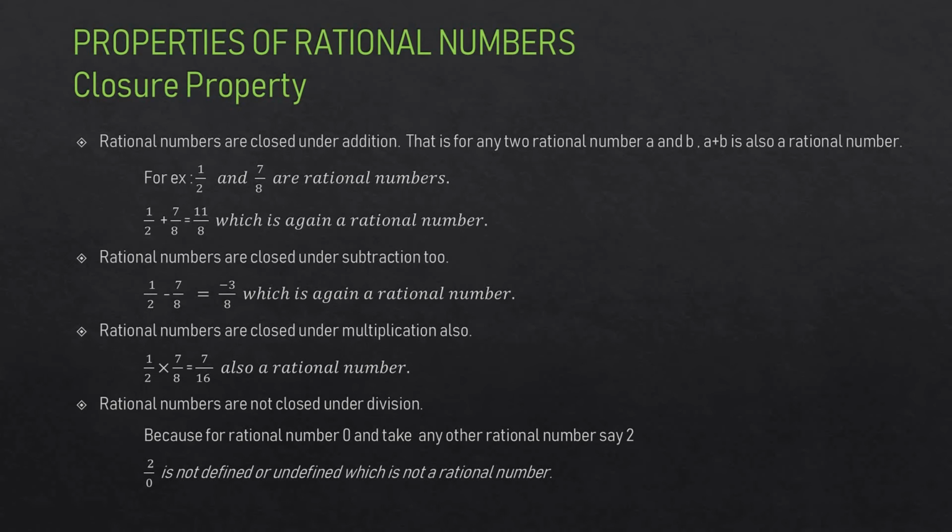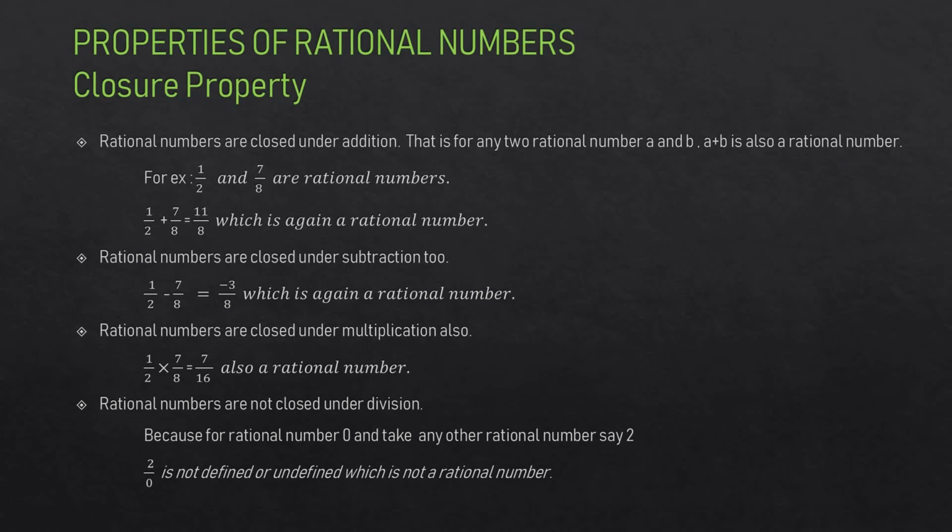The first property is closure property. See students, we are going to discuss 4 properties in this video. But all the 4 properties we are going to discuss for all the 4 operations, that is add, subtract, multiply and divide. So the first property is closure property. We will see first for the addition.